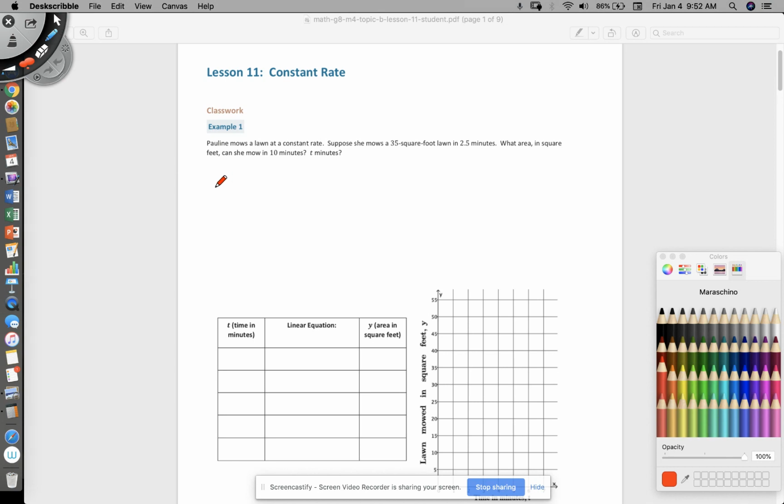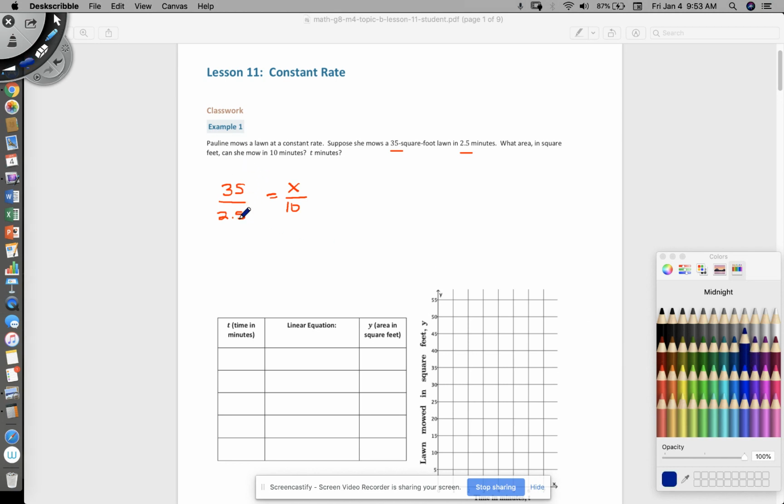All right, so we're going to set this up like a proportion. Again, we know she can do 35 and 2.5, so let's put 35 with 2.5 as a comparison. Now we don't know the amount of square feet she can mow, so we're going to put that as an X or T, whichever you want to do, and we're going to solve for the 10 minutes. So if we gave her 10 minutes, how much could she mow? Because in 2.5 minutes, she can do 35 square foot. So let's see where we can get in 10 minutes.